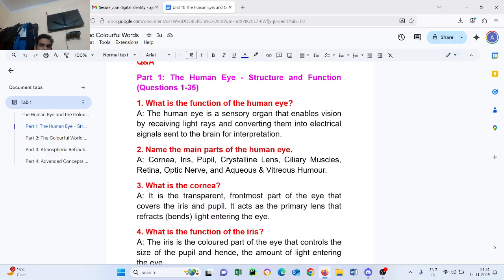What is the cornea? It is the transparent frontmost part of the eye that covers the iris and pupil. It acts as a primary lens that refracts, or bends, light entering the eye.